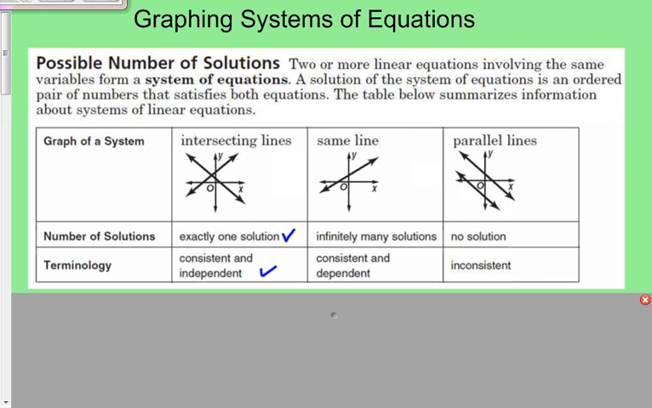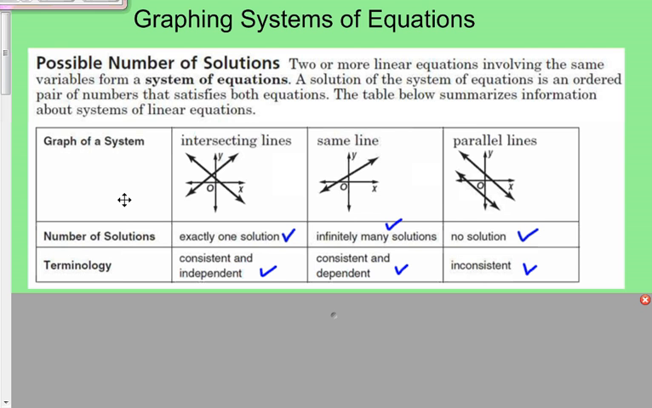The next one is if the two equations become the same line, on top of each other. This means they have infinitely many solutions, and they're called consistent and dependent. And then the third case is they end up being parallel lines. Of course, that means no solution. They don't ever cross, and they're called inconsistent.